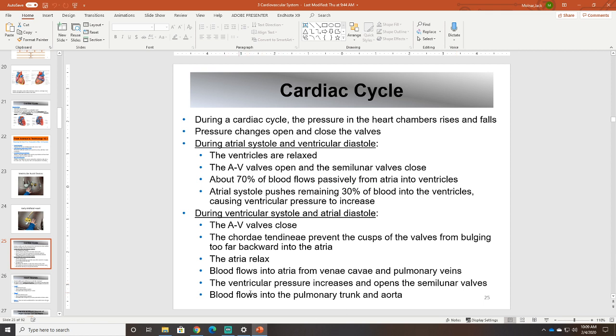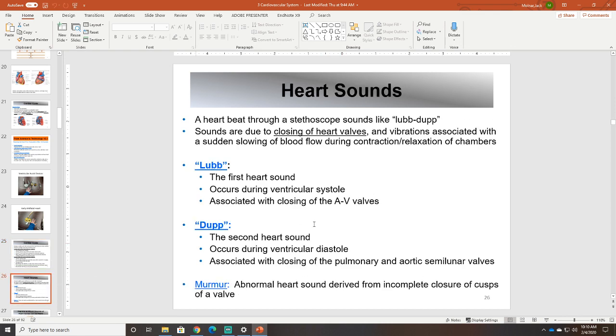All right, so the blood flows then into the pulmonary trunk and the aorta once pressure in the ventricles is great enough to overcome the pressure in those large arteries.